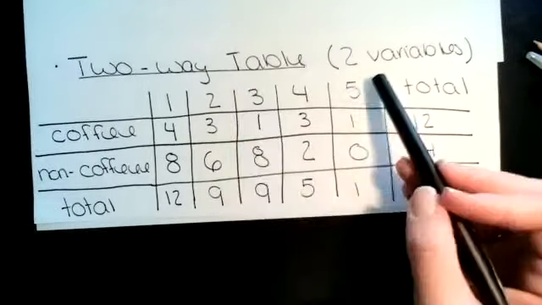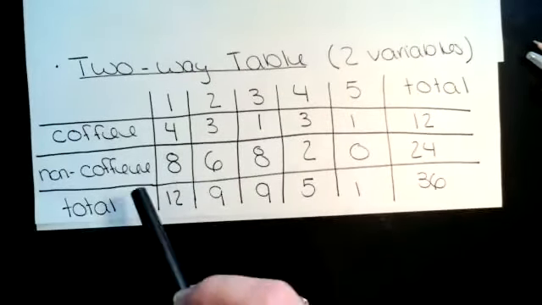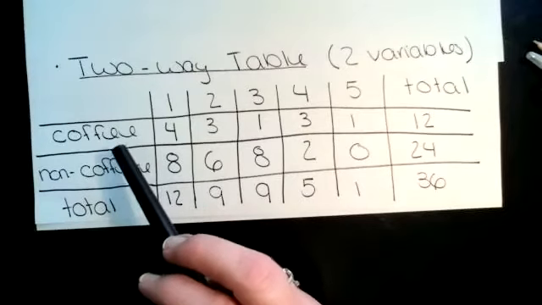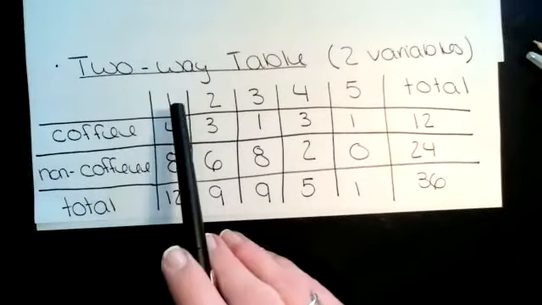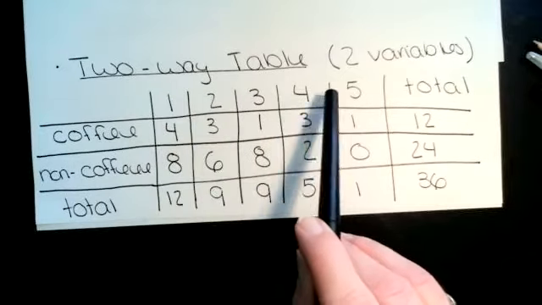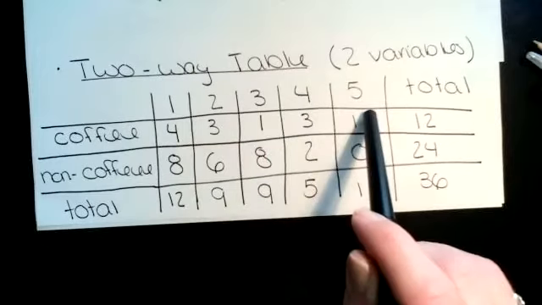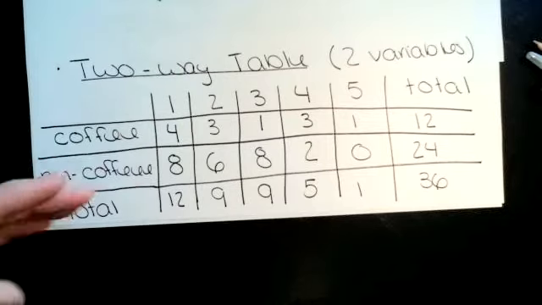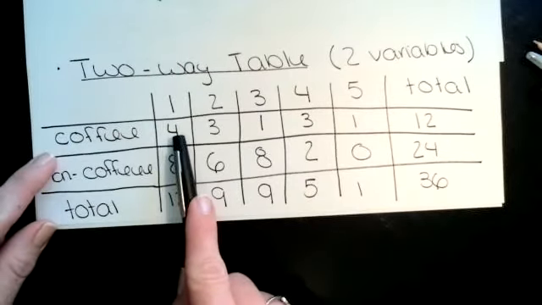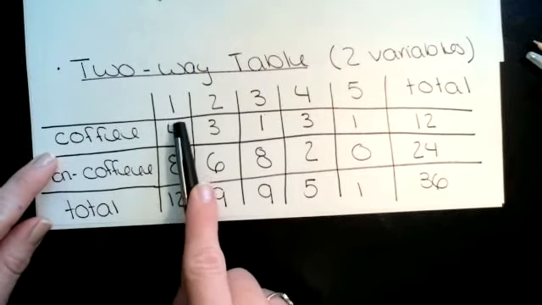A two-way table just represents two variables. What are the two variables? The first one is coffee drinker or not, right here. The second variable is the year level the student is: first year, second year, third year, fourth year, fifth year student, okay? And the two-way table has values for each one. So here you can see I have 4 coffee drinkers that are first year students, right?